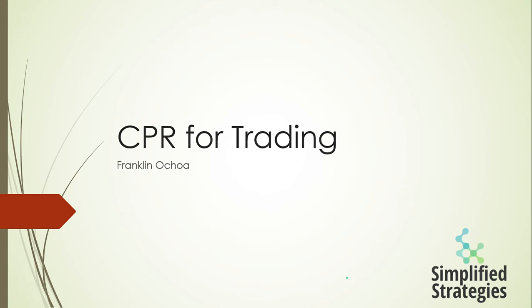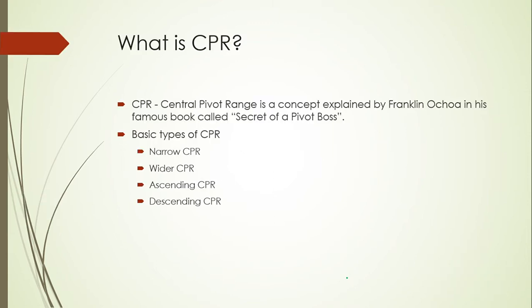Hello everybody. In this video, we'll look into an indicator called CPR, which is used for swing trading. Central pivot range is a concept explained by Franklin Ochoa in his famous book called Secret of a Pivot Boss. In other words, CPR is another version of the pivot point. You can Google it for the detailed calculation method for CPR. In this video, we'll focus more on how to trade using this indicator.